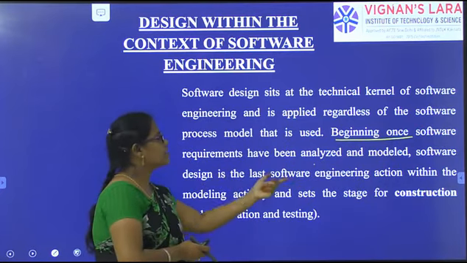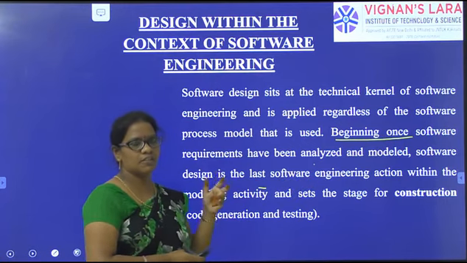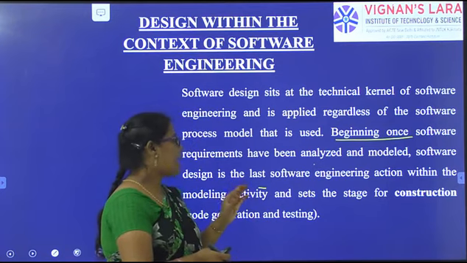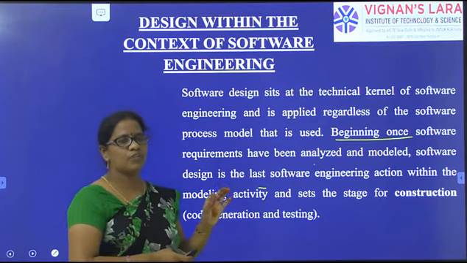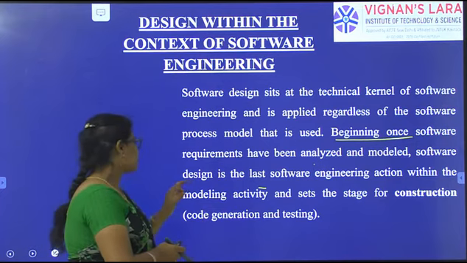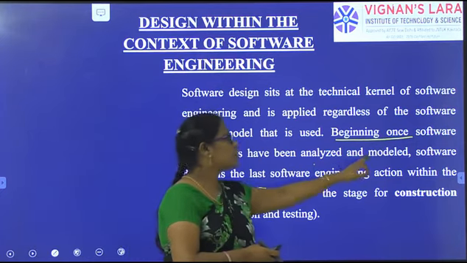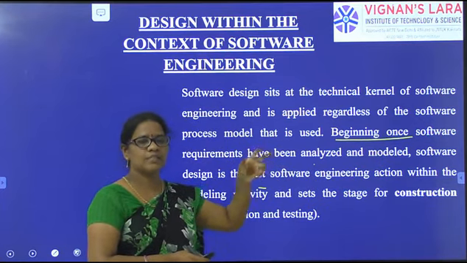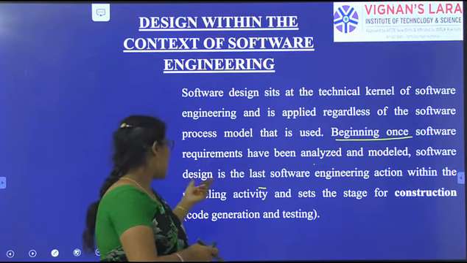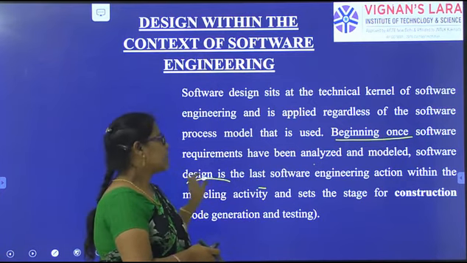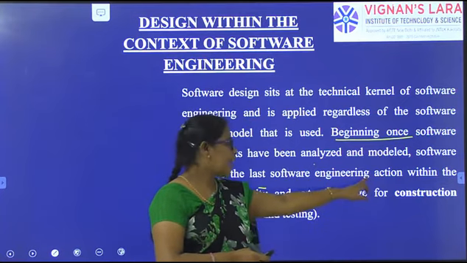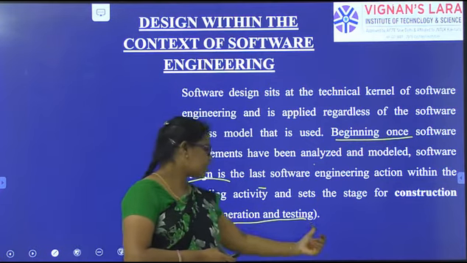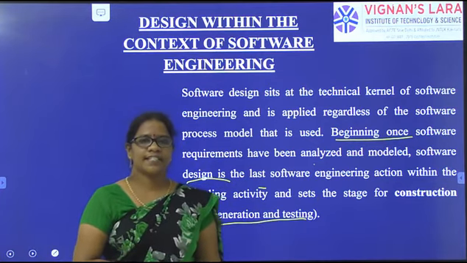Software design is the last software engineering action. Whatever the software process you are going to start, the first step is the requirements. Then you will go for the planning: what are the requirements, and how to analyze those requirements. After analyzing, you will go for the model, that means the analysis models. Requirement analysis models we have seen previously. Then the last part is the design. Designing is the last software engineering action within the modeling activity and sets the stage for the construction, that is the code generation and testing.